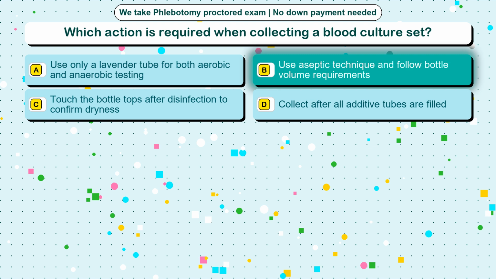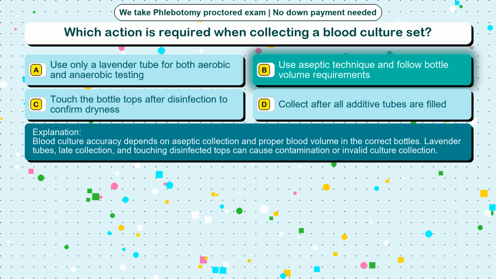The correct answer is option B, use aseptic technique and follow bottle volume requirements. Blood culture accuracy depends on aseptic collection and proper blood volume in the correct bottles. Lavender tubes, late collection, and touching disinfected tops can cause contamination or invalid culture collection.